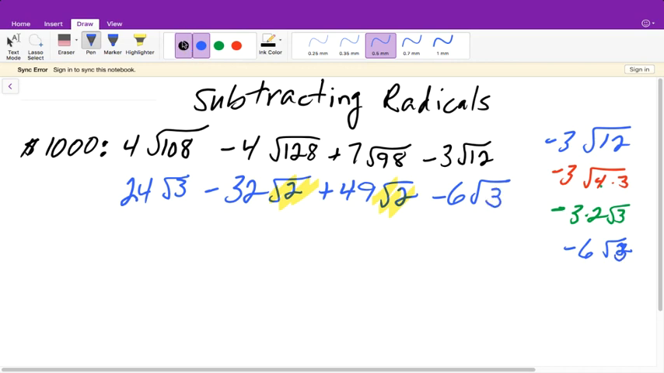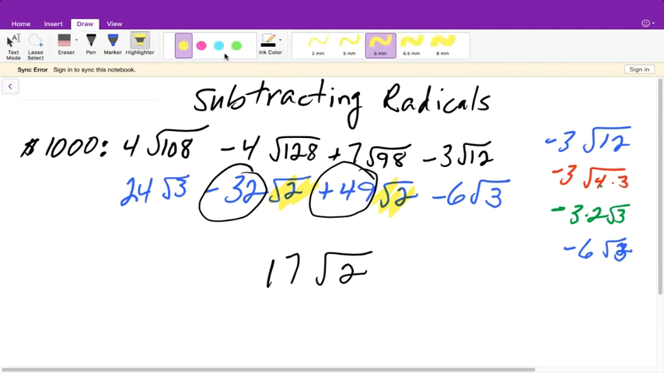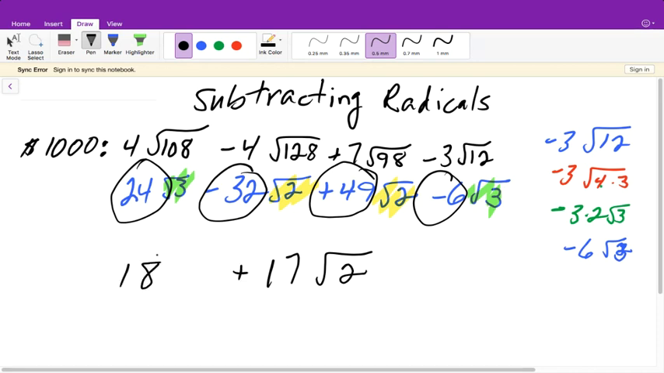All right, so now we look for like radicals. So we have these 2 square root of 2s. So let's combine these real quick. Negative 32 plus 49, that will give me a positive 17. So it's 17 times the square root of 2. And now these 2 are like radicals. So now we will combine these numbers out front. So 24 minus 6 is 18. So it'll be 18 times the square root of 3.